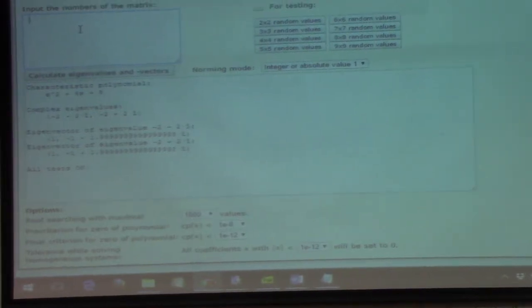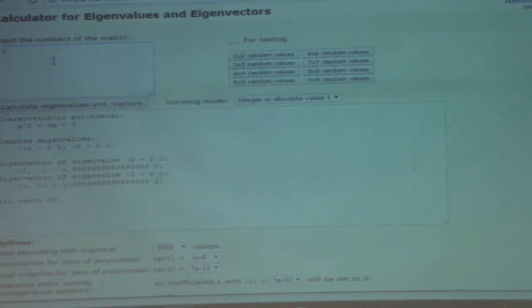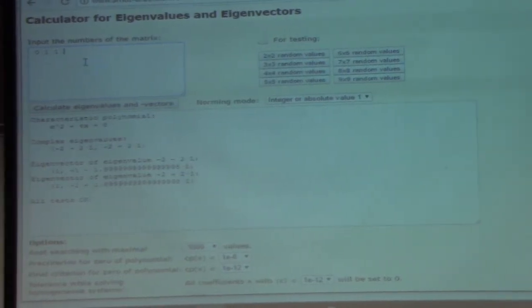And then we got 0, 1, 0. What's the last row? Minus 2, 2, minus 3. All right.